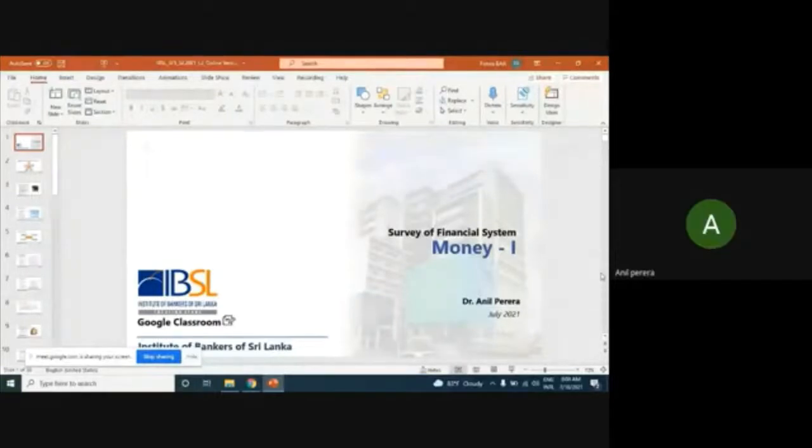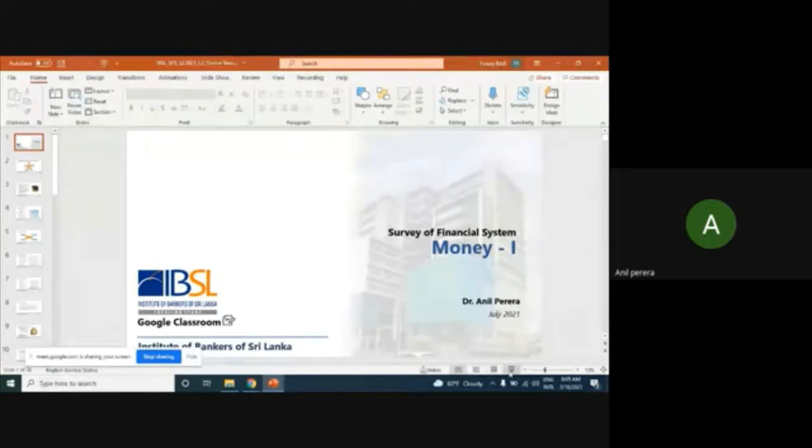Let's start the discussion today. I hope you have these slides with you, Money One, which I have shared in the previous week. Also, there was a note attached to the same, so you can use both for your study purposes.